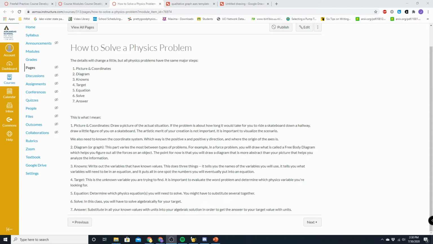We're going to look for a target variable that we're trying to solve for in the problem. We're going to figure out which equation, or maybe equations, we need in order to solve for it. We're going to look for an algebraic solution for those equations. And then finally, we're going to substitute everything in and get our answer that we're looking for.